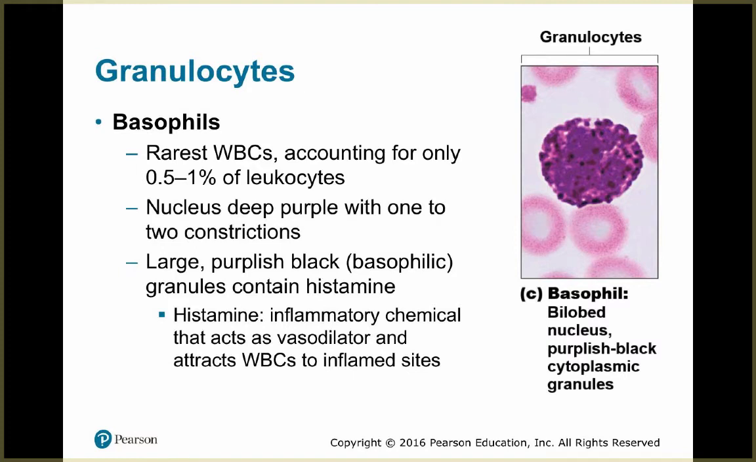And these guys, you can tell they are bilobed, but a lot of times they're hard to see because you have this dark purple stain. This is more of an alkaline stain here. And basically these purple dots are large granules that contain histamine. And so this is an inflammatory chemical that acts as a vasodilator and attracts other white blood cells to this site, right?